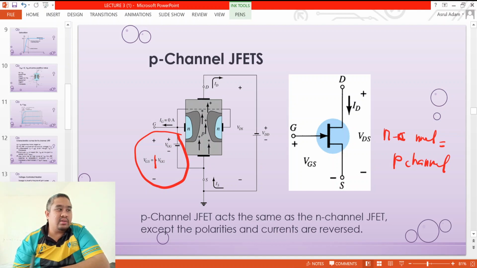However, if our VGS is more to the negative value, this is an N channel. Okay, that's all. So let's move to the next slide.